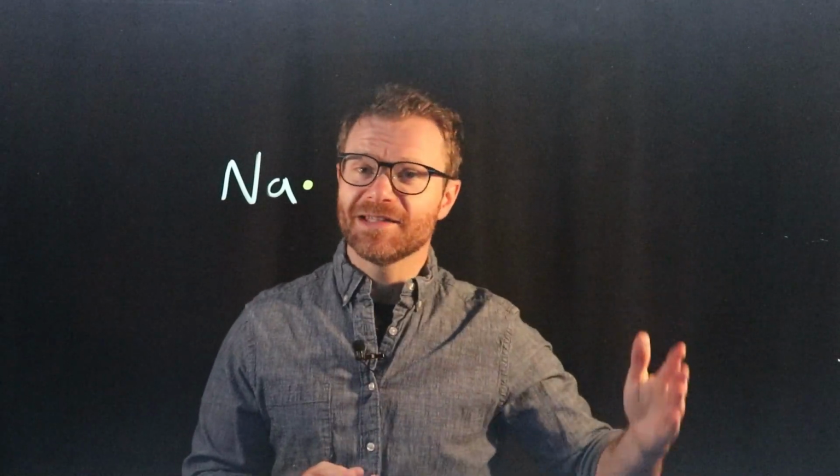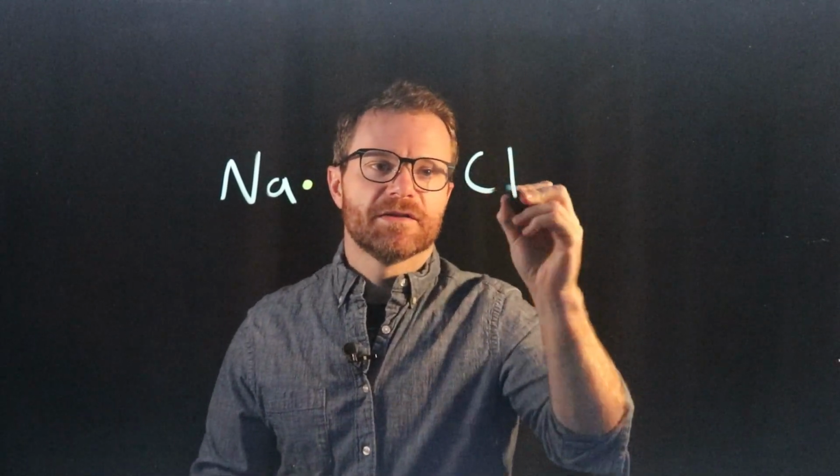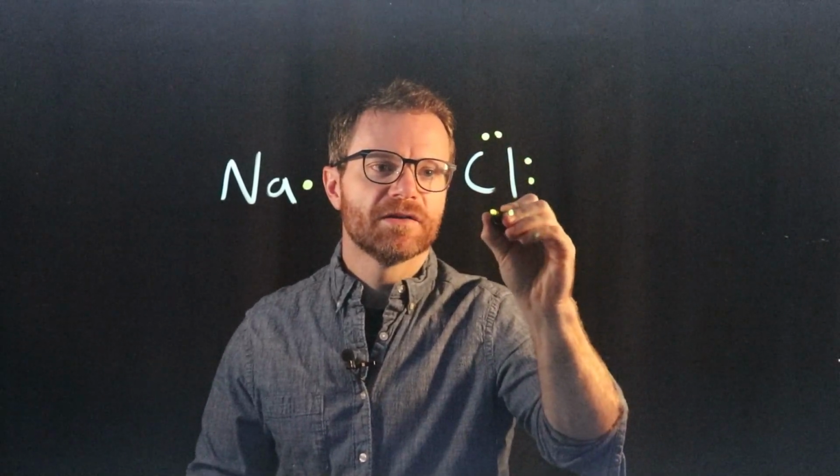Chlorine is all the way on column 17 of the periodic table, or 7A, and it's what's known as a halogen. It has 7 valence electrons. Again, if you don't know how to calculate these valence electrons, you should go ahead and check out my earlier video on them.